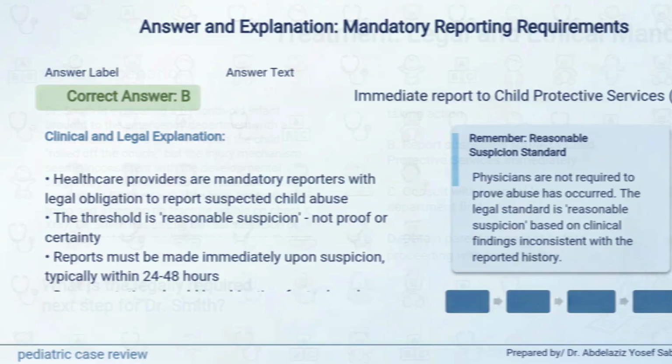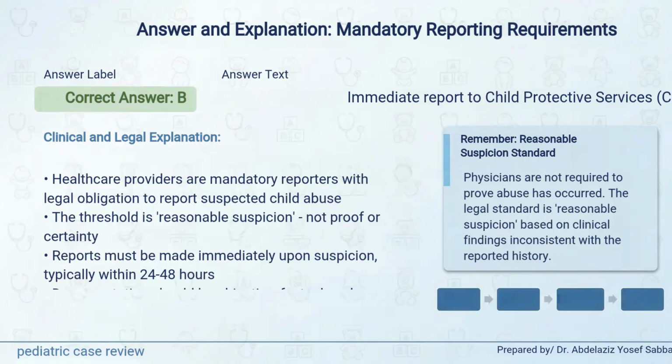The correct answer is Option B. Report suspected abuse to Child Protective Services immediately. This is a non-negotiable legal and ethical obligation for all healthcare providers. Four key principles govern mandatory reporting of suspected child abuse. First, healthcare providers are mandatory reporters with a legal obligation to report suspected child abuse. This obligation exists regardless of personal uncertainty or concern about family relationships.